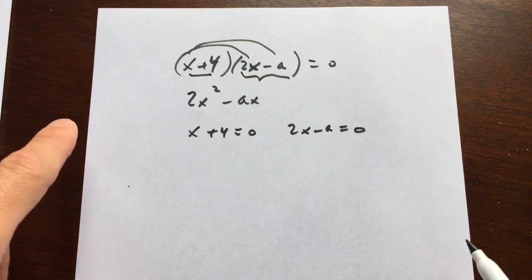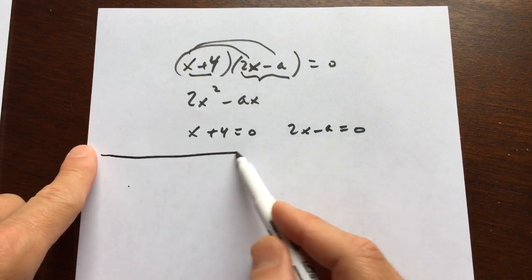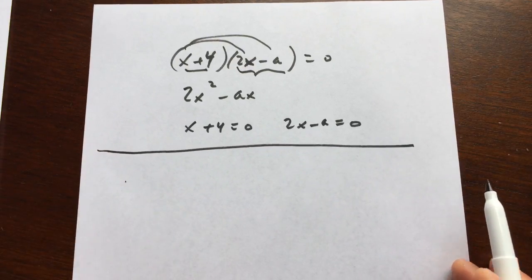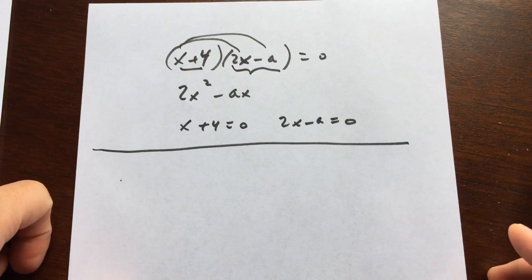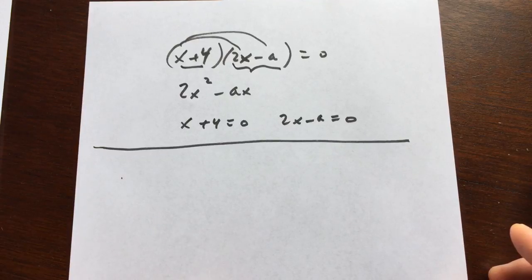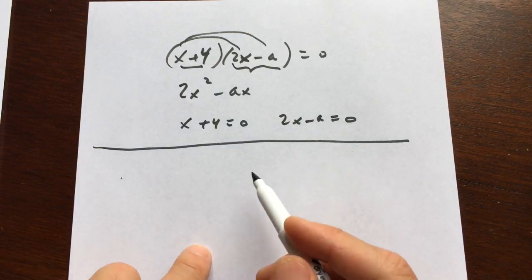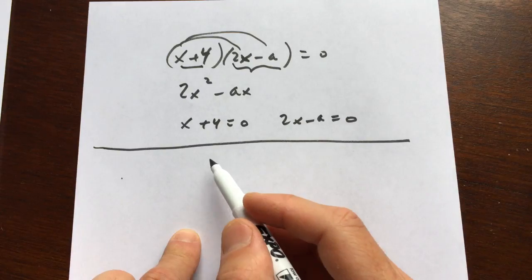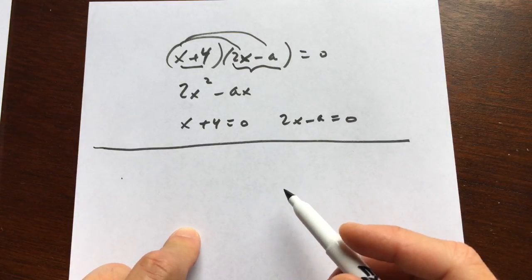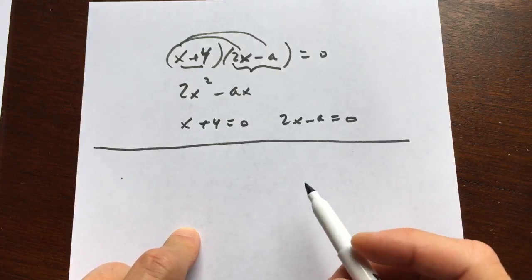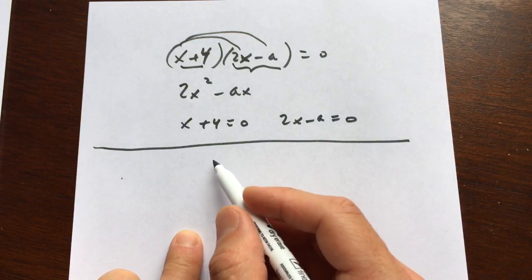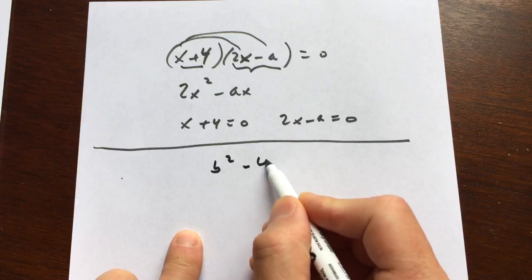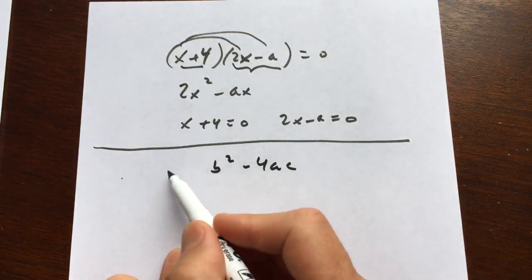Other questions, other things you'd like to talk about more? CC is asking, when do you use the discriminant? Good question. As far as when you use the discriminant, use it when you're trying to find the number of solutions. b squared minus 4ac is the discriminant.